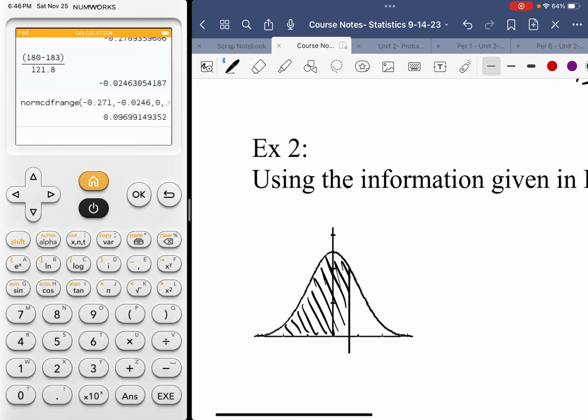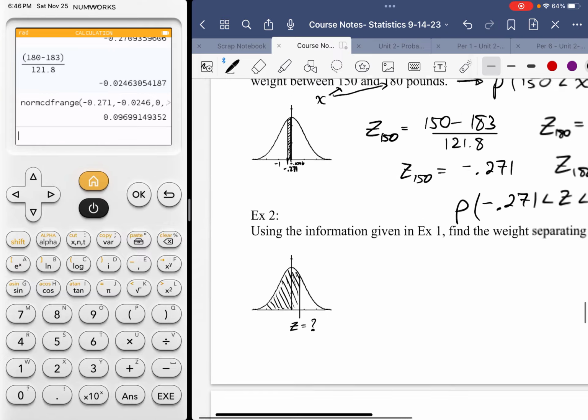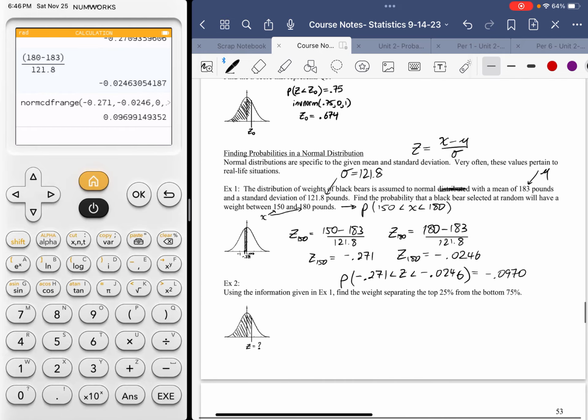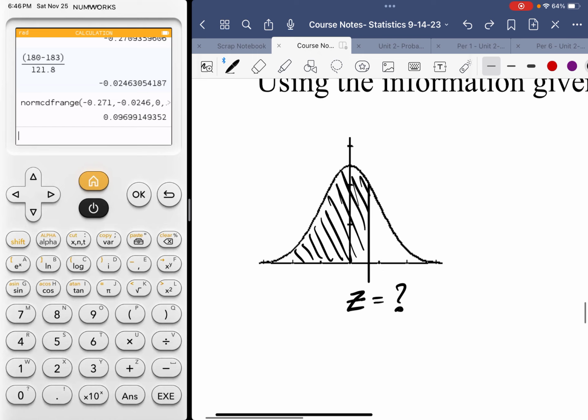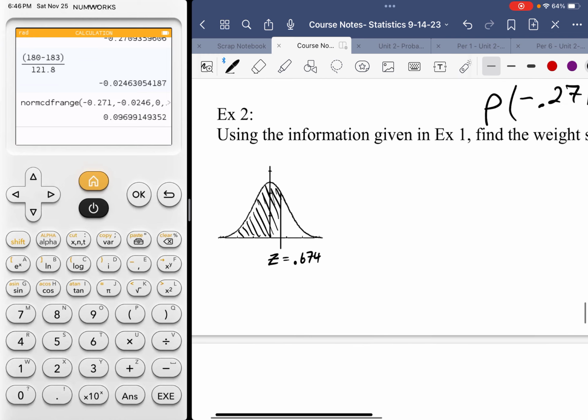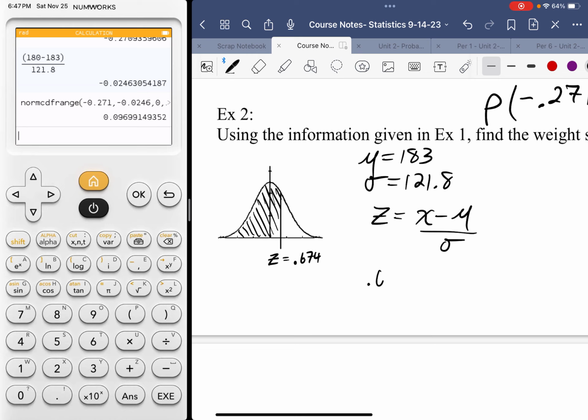Find the z-score corresponding with that. We could basically do all this work again just to come up with the fact that it's going to be 0.674. So, instead of reinventing the wheel, I'll just say, well, we know that that's 0.674. What I now want to do is find the x value corresponding with that. So again, the mu is 183 and the sigma is 121.8. Z is equal to x minus mu divided by sigma. So 0.674 is equal to my unknown x minus 183 over 121.8.